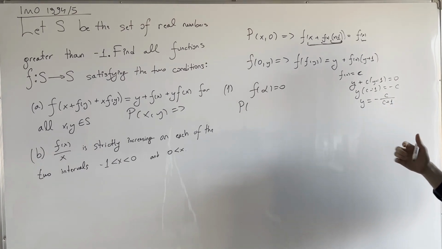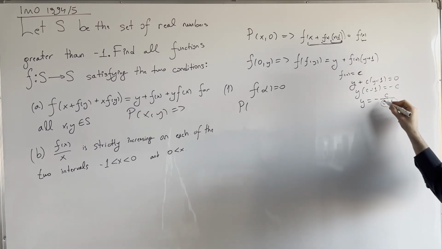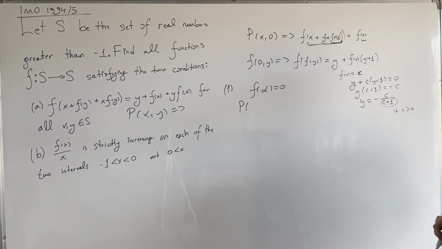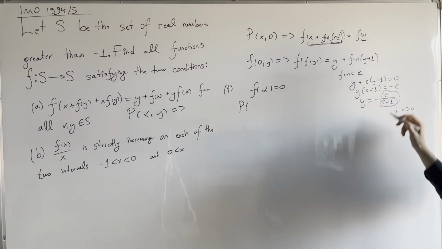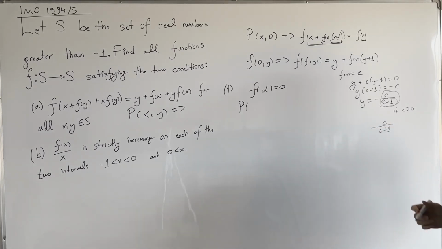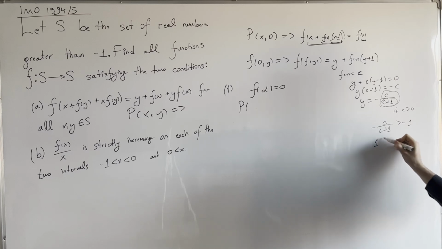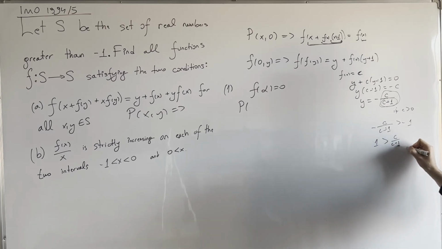So if c isn't equal to -1, then that's okay. So if c is positive, the question is, is c positive? If this is greater than 0, then this is less than 0, then I need c over c plus 1 minus this. I need this to be greater than minus 1. In other words, I need 1 to be greater than c over c plus 1. And this is in fact true.